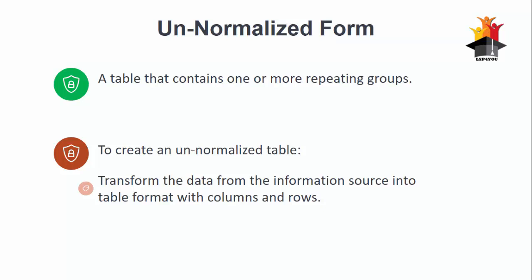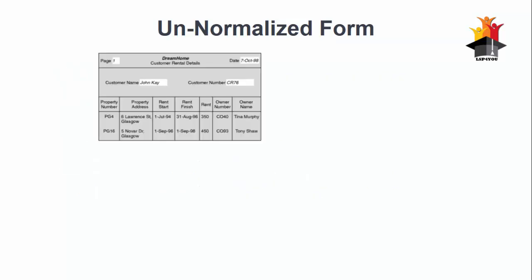We'll see how you can create an unnormalized table by transforming the data directly from the information source into table format with columns and rows. That is the table which we are creating directly from the source. Let us consider the property rental details issued by a company named Dream Home Company to one of its customers. The customer John K has taken for rent two different properties on two periods.